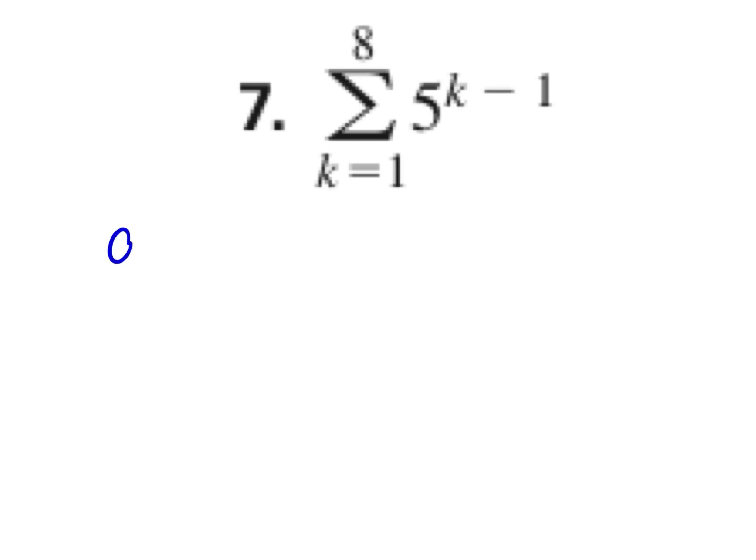So for number 7, we need to figure out our first term, our common ratio, and the number of terms. How do we find the first term? A sub 1.